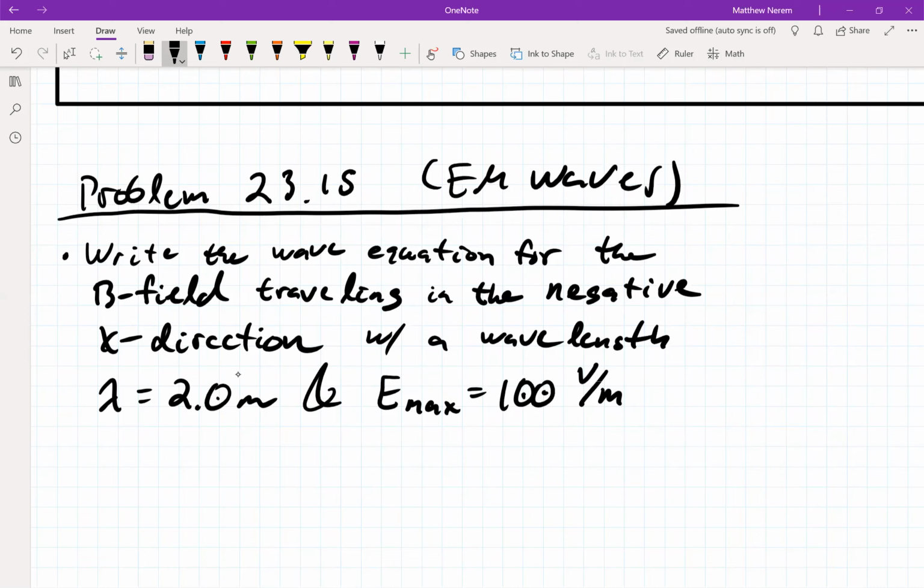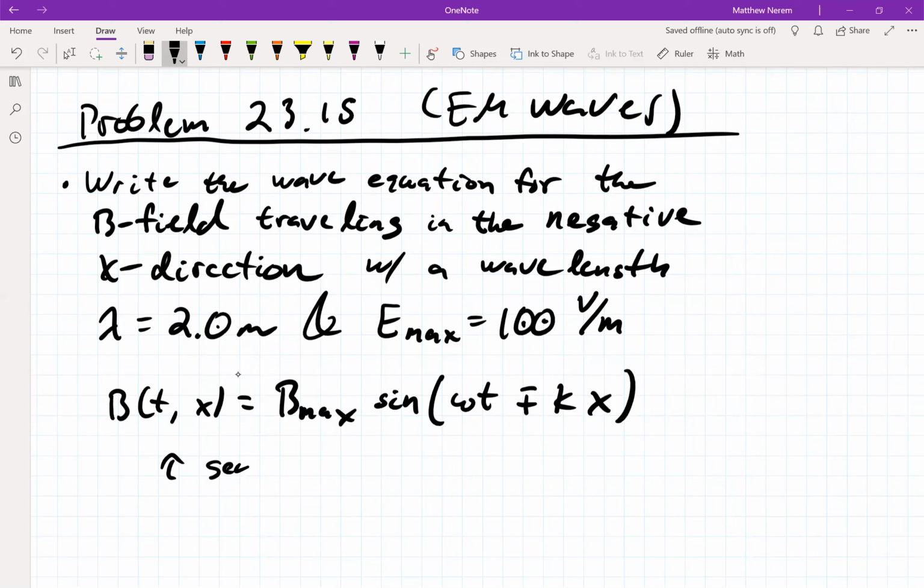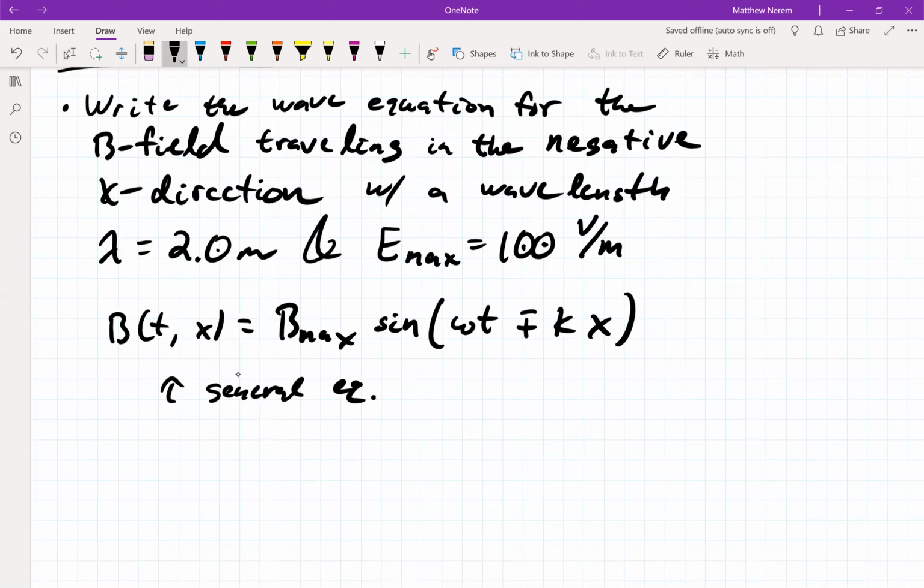All right, so that's the problem setup. Write the B field expression for this thing. So, as a reminder, the equation would be something like B of x,t equals some B max sine of omega t minus plus kx. That's the general equation. And now we just gotta fill in the bubbles. We need B max, omega, and k.